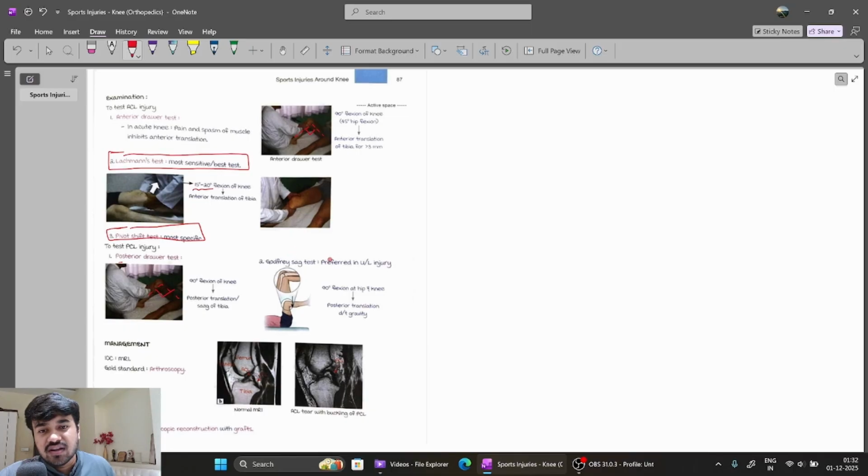Another is the Godfrey's sag test. It is preferred in unilateral injury to the knee joint, right? Once again, 90-degree flexion at both hip and knee joint, right? So both these angles are 90 degrees, and then as the name suggests, it's a sag test. Thus, the tibia sags down, right? So there is posterior translation of the tibia due to gravity itself. We don't even need to apply force, right? So the tibia sags by itself. So that's how you do the Godfrey's sag test.